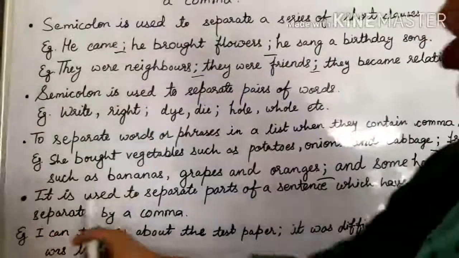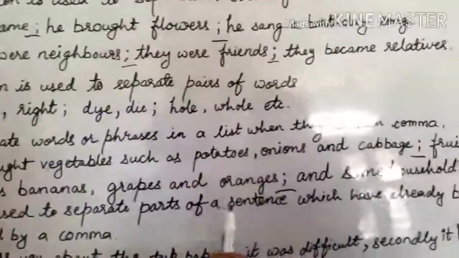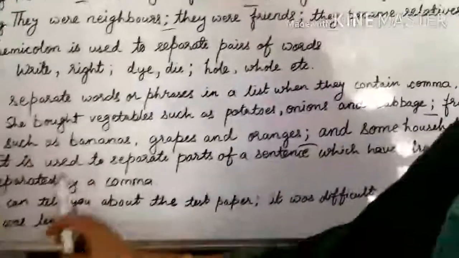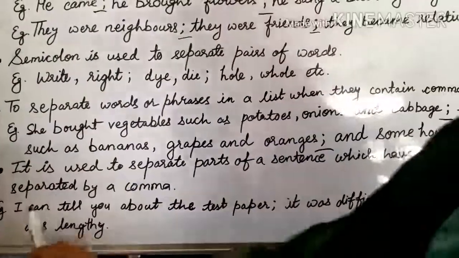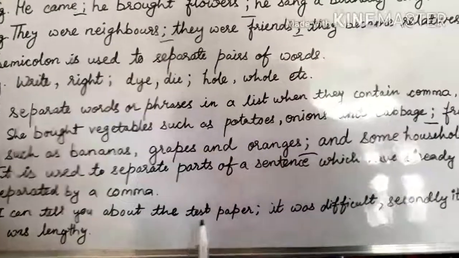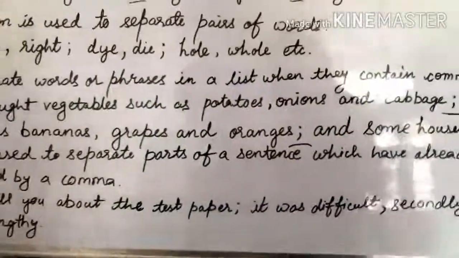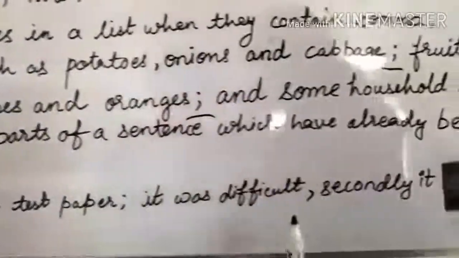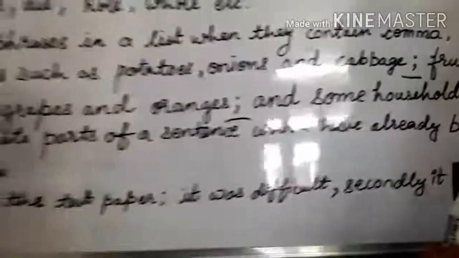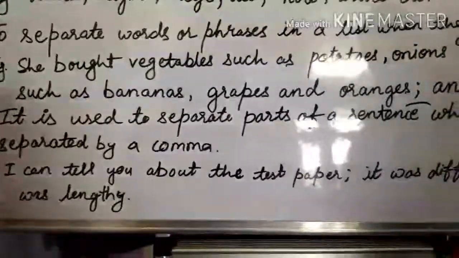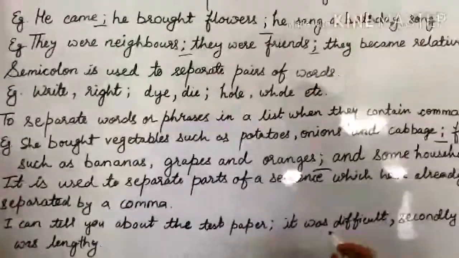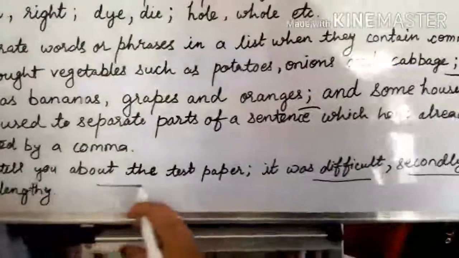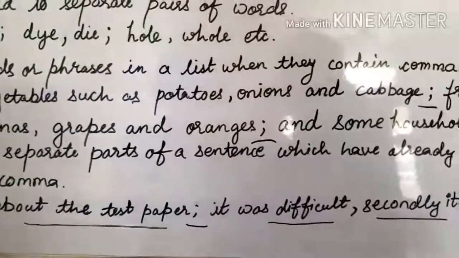Next point: it is used to separate parts of a sentence which have already been separated by a comma. The example is, I can tell you about the test paper: it was difficult; secondly, it was lengthy. See, the two parts of the sentence here are separated with the help of a semicolon.